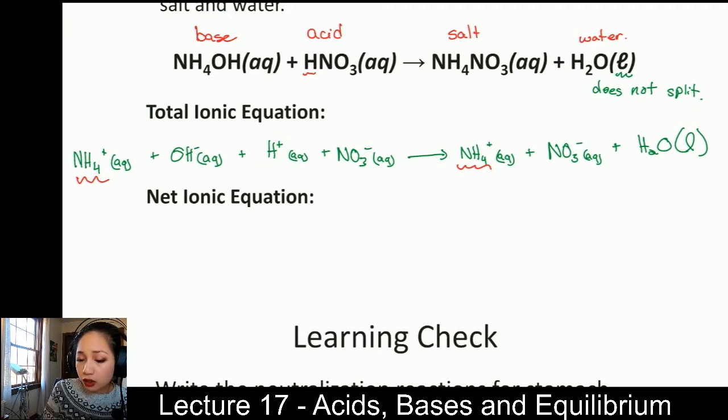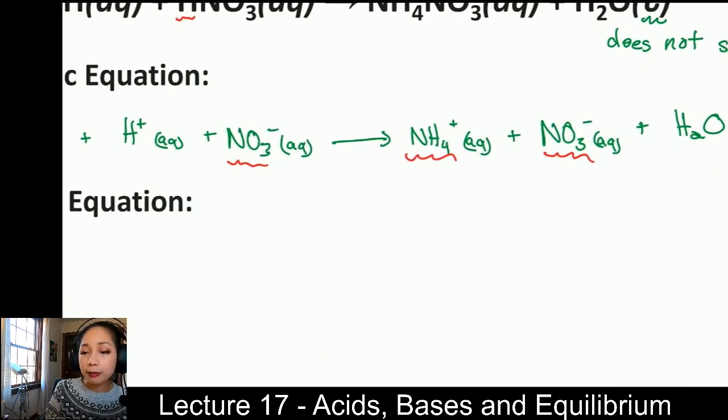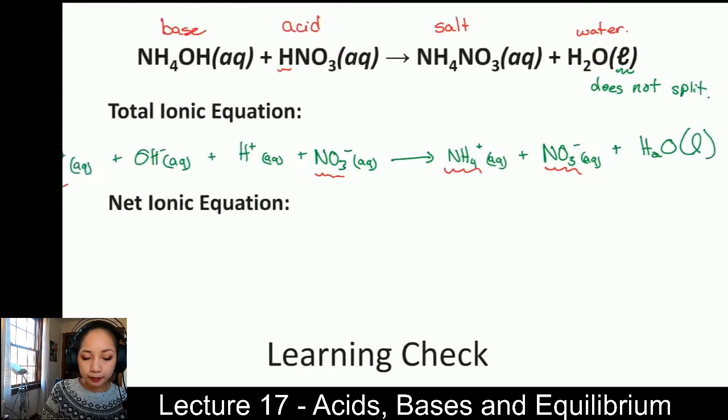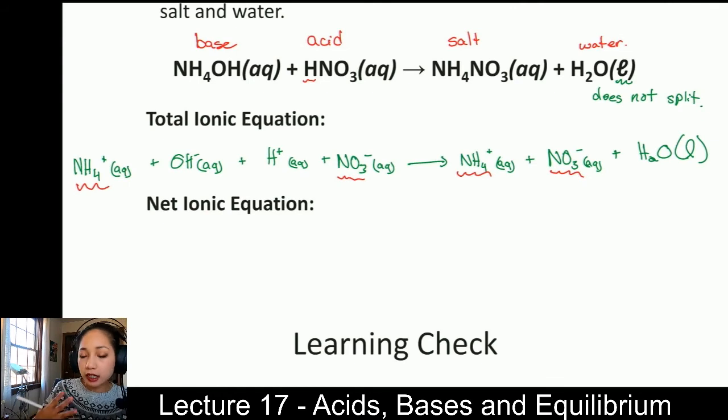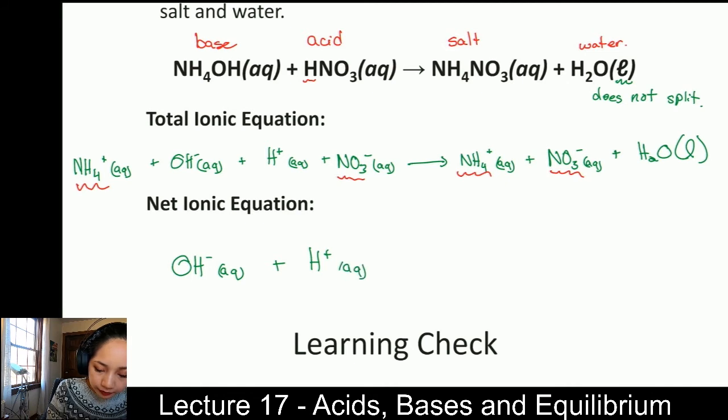H plus is also now tied up in our water product, and so the only other spectator ion is nitrate, NO3 minus. That is also a spectator because it looks exactly the same on the reactant side and the product side. So our net ionic equation will be just rewriting the equation without those spectator ions. So you see we have OH minus aqueous combining with H plus aqueous, giving H2O liquid.